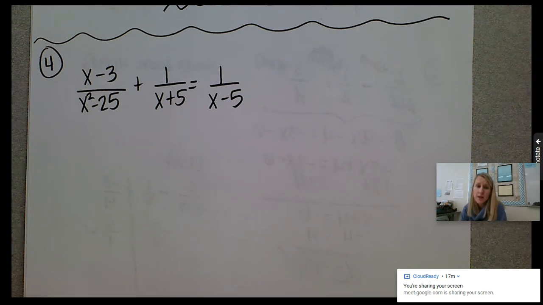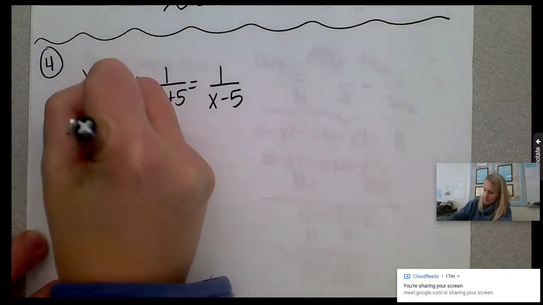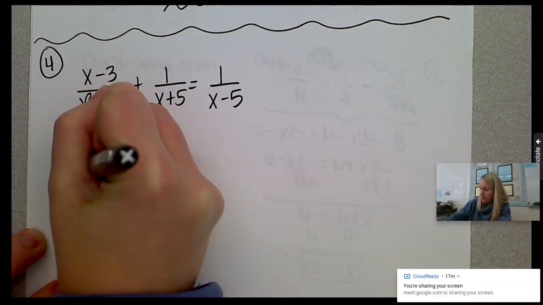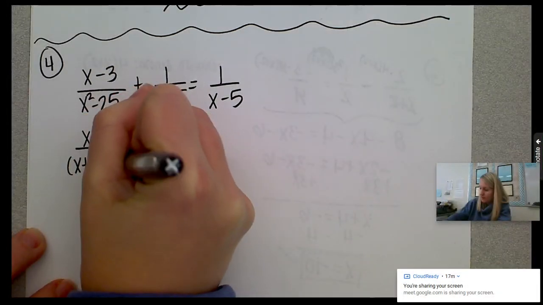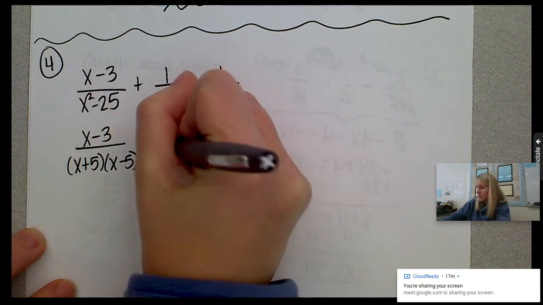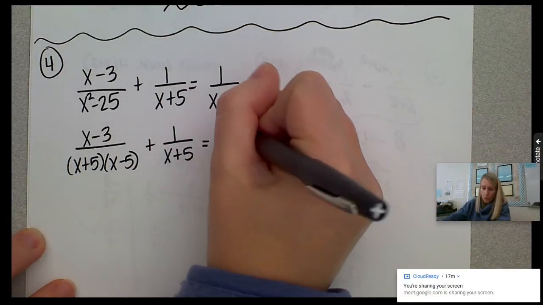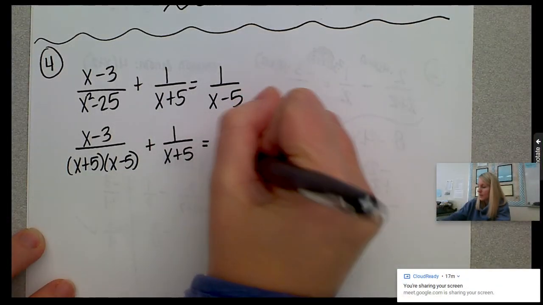In this case, to find the common denominator, I would have to factor that first denominator. So keep that as a reminder in the back of your brain. Just like we did with adding and subtracting, with finding common denominators, you have to factor first if you can. So I'm just going to rewrite this as x minus 3 over, that's a difference of 2 squares, x plus 5, x minus 5, and then we have plus 1 over x plus 5 equals 1 over x minus 5.